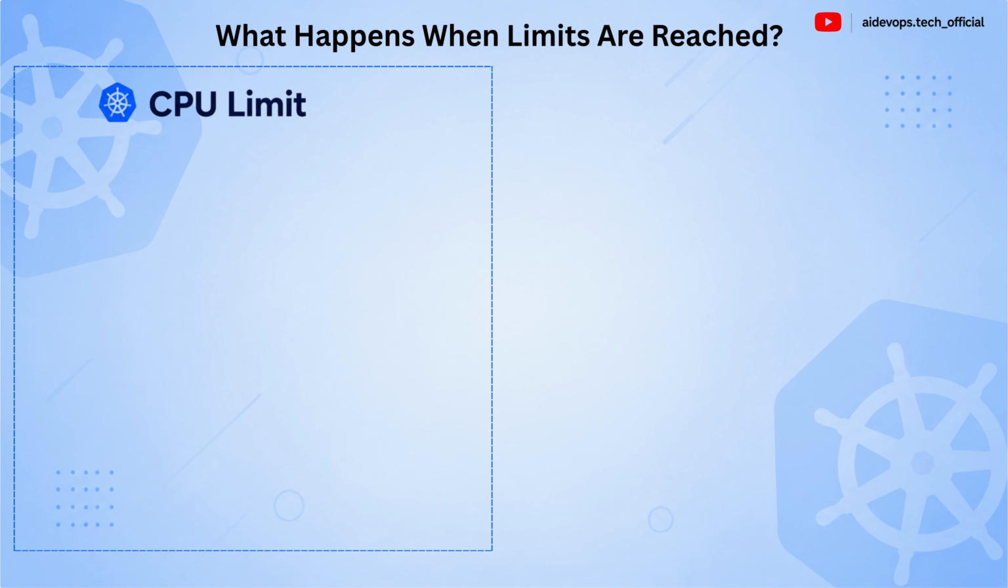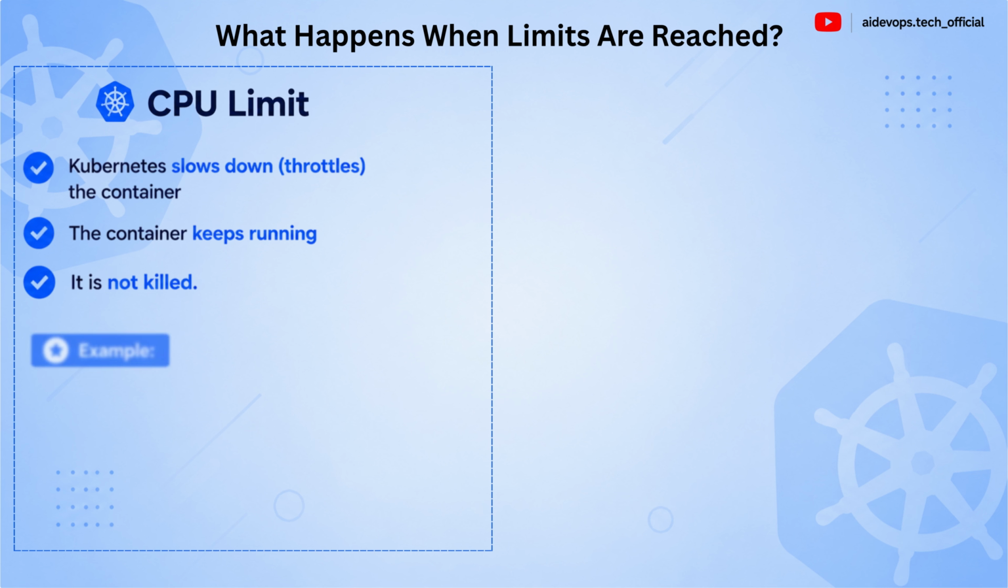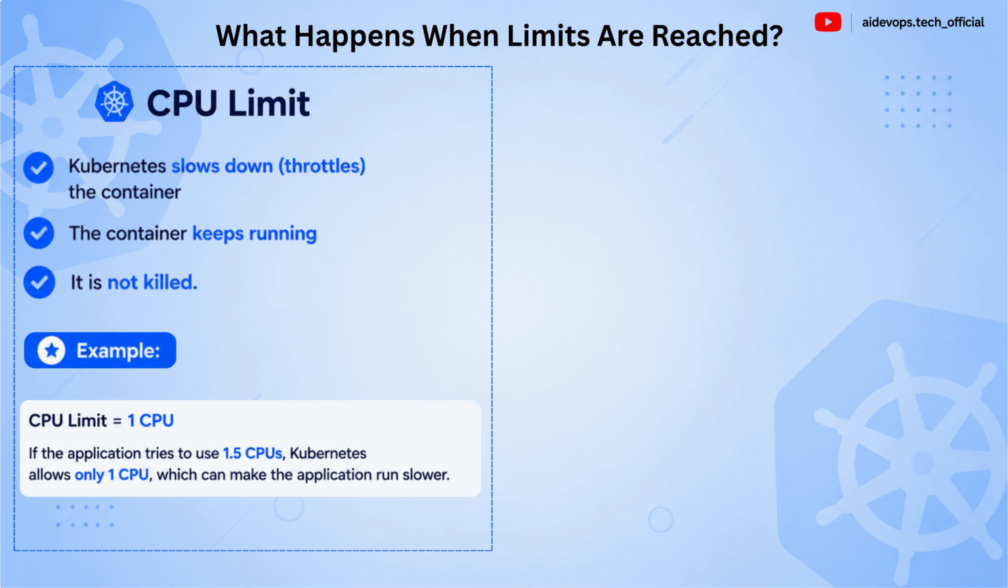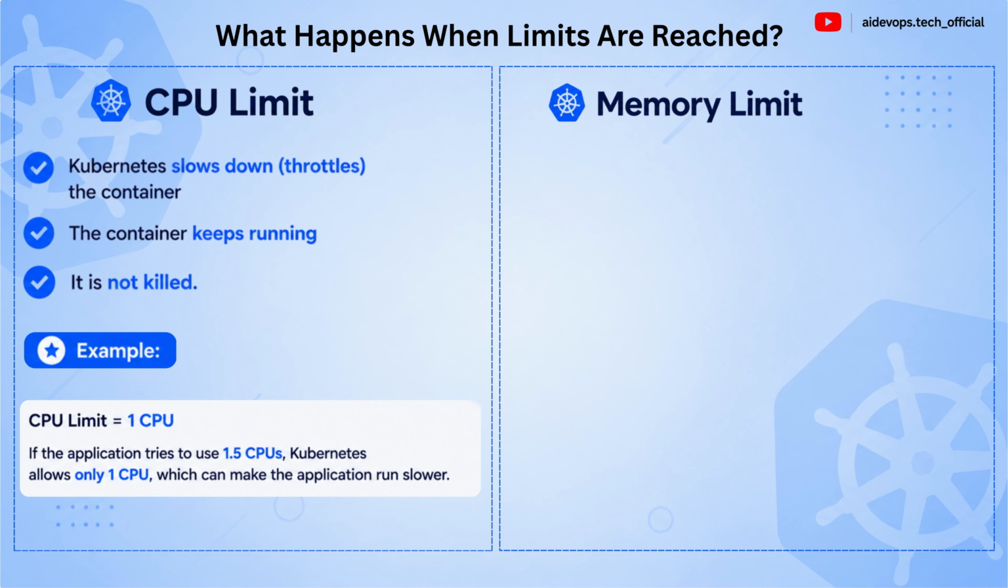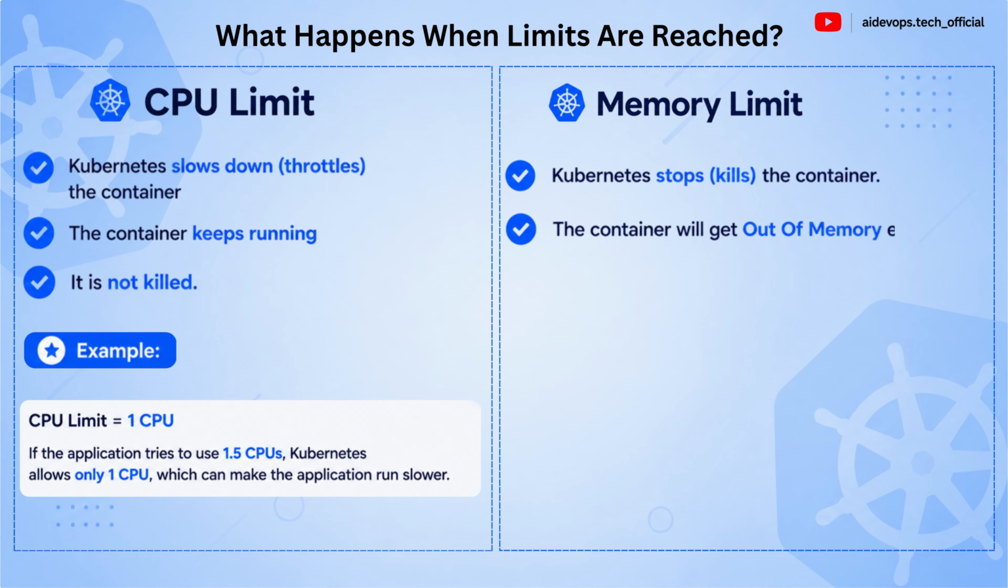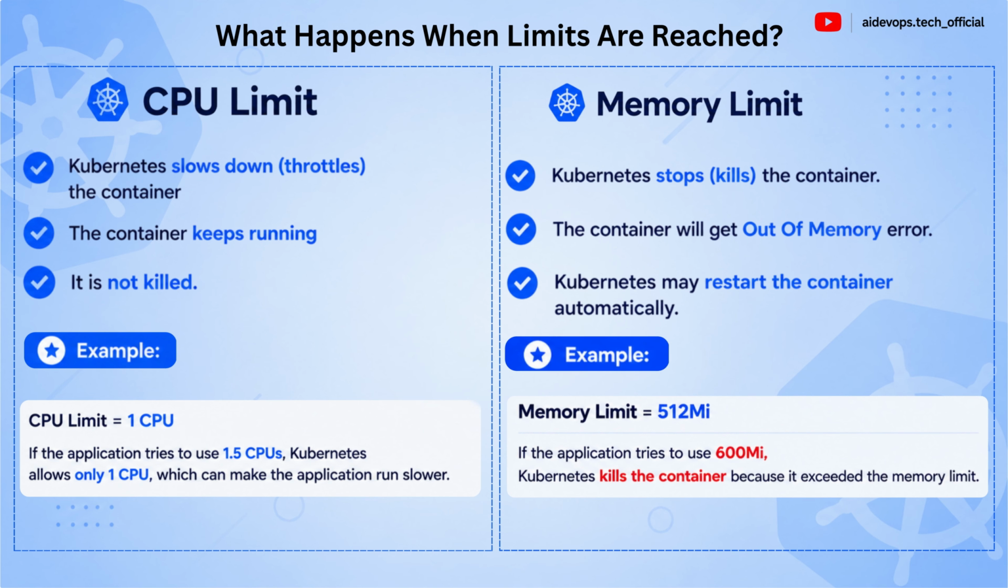So what happens when the limits are reached? If the container uses more CPU than its limit, Kubernetes slows down or throttles the container, but the container keeps running and is not killed. For example, if the CPU limit is 1 CPU and the application tries to use 1.5 CPU, Kubernetes allows only 1 CPU, which can make the application run slower. And if the container uses more memory than its limit, Kubernetes kills the container, and the container gets an out of memory error. Kubernetes may restart the container automatically. For example, if the memory limit is 512 Mi and the application tries to use 600 Mi, Kubernetes kills the container because it exceeds the limit.